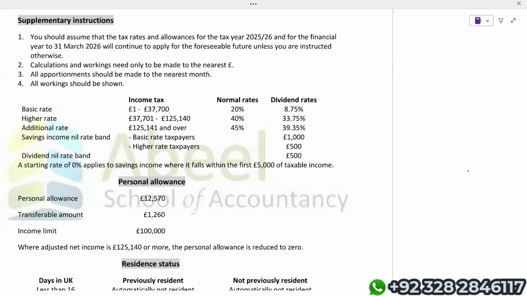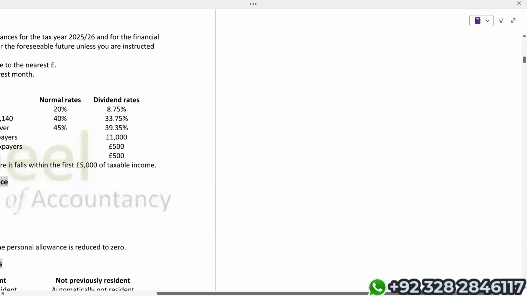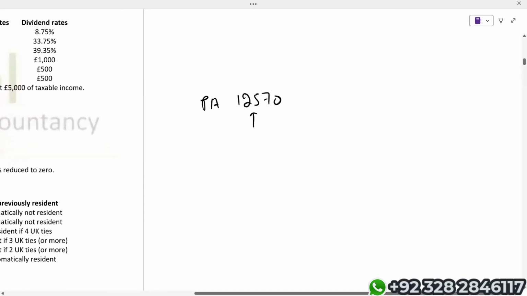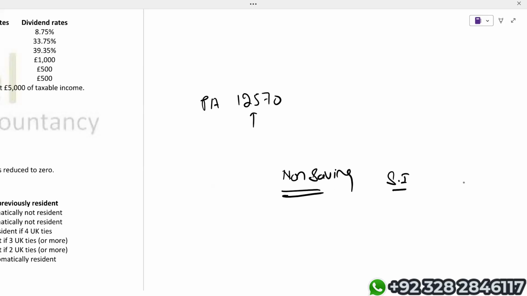First of all, students, we are starting from individuals. All those individuals earning more than the personal allowance, which is 12,570, will be paying income tax in UK. And how do we apply income tax rates? The normal sequence is: first we apply a tax rate on non-saving income, second saving income, and the last one is dividend.